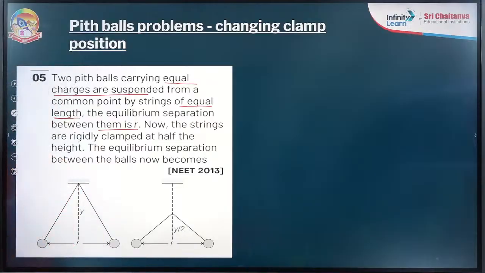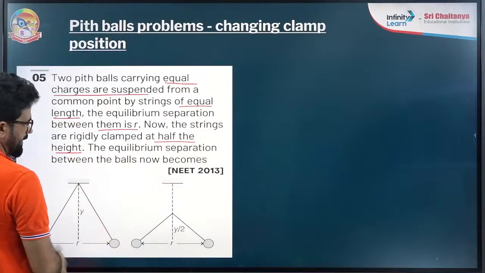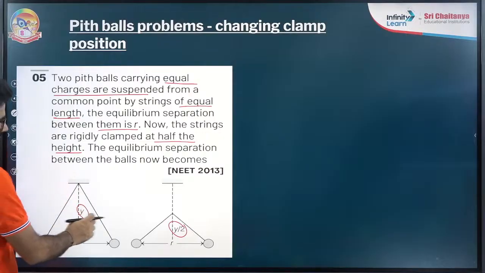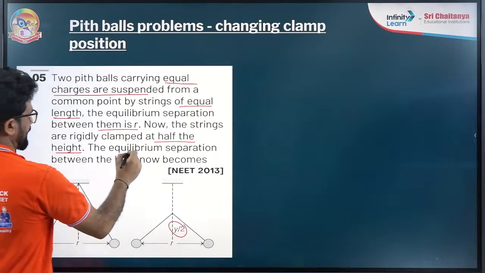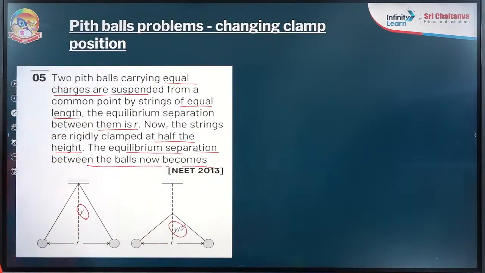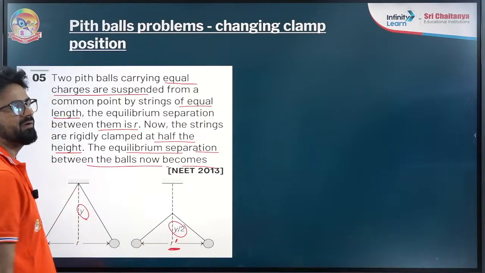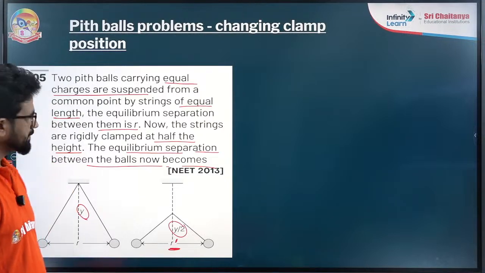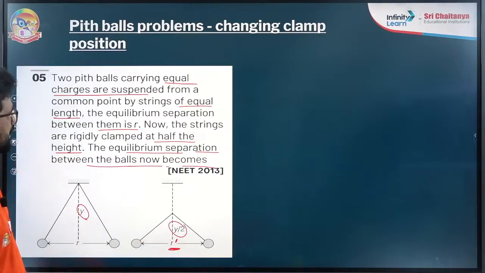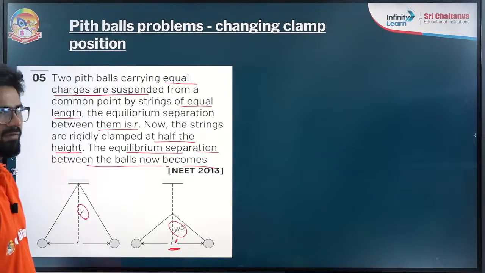Next, the strings are rigidly clamped at half the height. That means you can see here, this is y by 2; initially it was y. The equilibrium separation between the balls now becomes R prime, and we have to calculate the value of R prime. I'm repeating again: this is y by 2, this is R, and this is R prime. We have to calculate the R prime value.